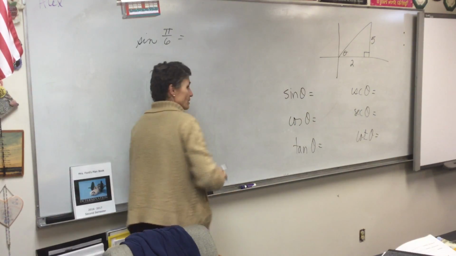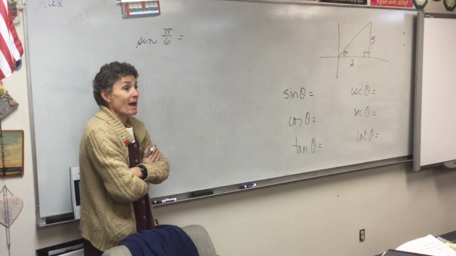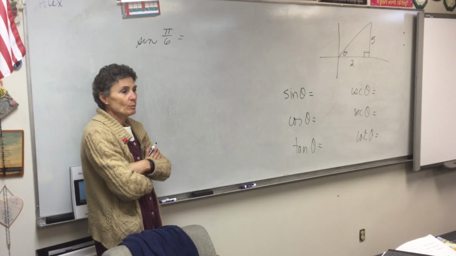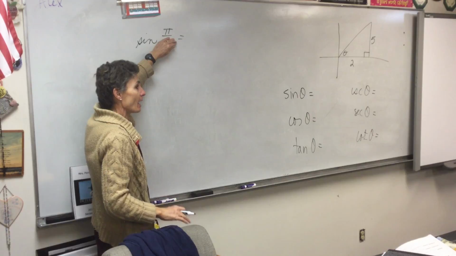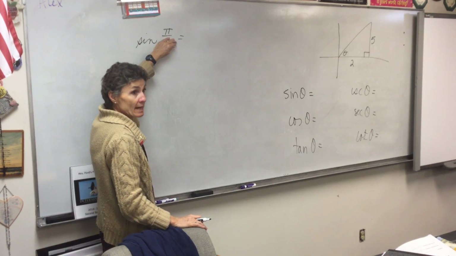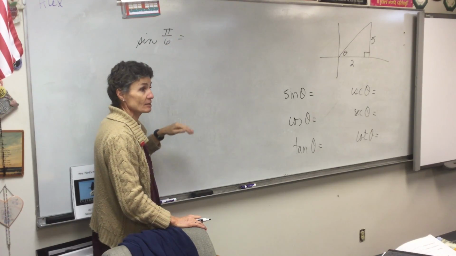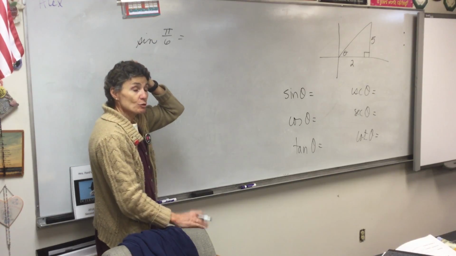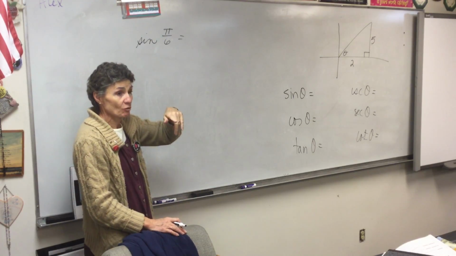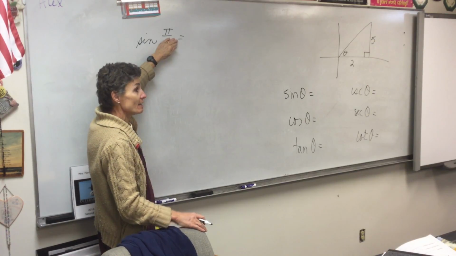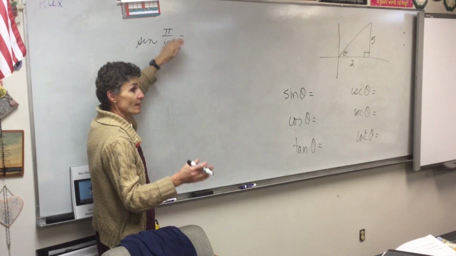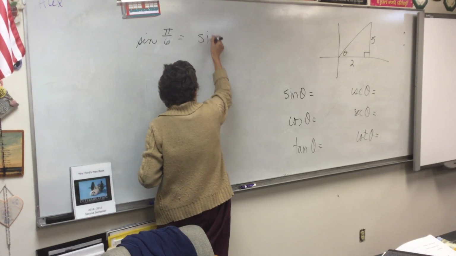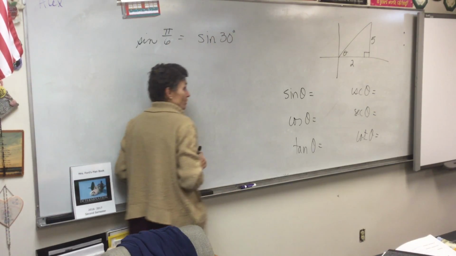Do you remember yesterday we changed radians back into degrees? Does anybody remember how we did that? What's pi equal to? 180. So pi over 6 would be, well, you could set it up that way, but you could actually make it easier than that, Joseph. If pi is 180, then a sixth of it would be 30. So this is really saying, let's find the sine of 30 degrees.